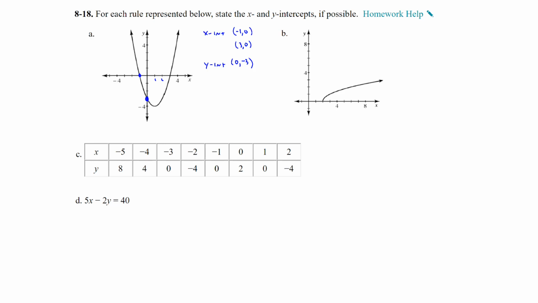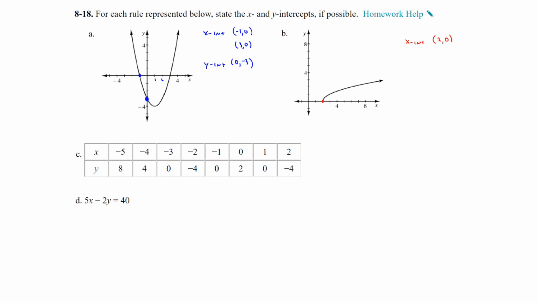On B, we have this one right here. It appears to be at 2. Looks like it's going up by 1s again. So 2, 0. Doesn't appear to have a y-intercept, so it looks like we just have an x-intercept on B.